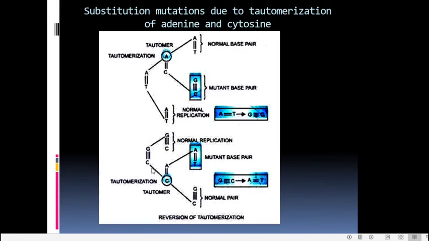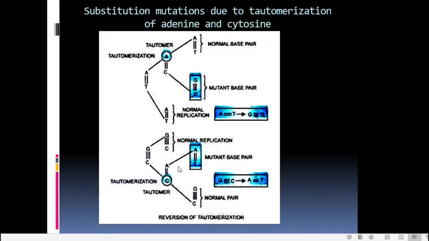Here we can see another example, where this is a normal C, and in the DNA, due to tautomerization, this C has become tautomerized. Now replication starts. During replication, this C will base pair with A rather than with G, because it is in the tautomeric form. After that, it will convert to its normal form because it's a reversible reaction. But by the time, in the opposite strand, it is A that has been incorporated.